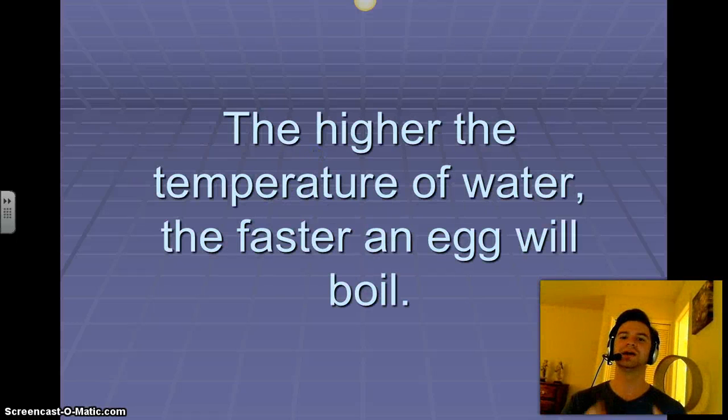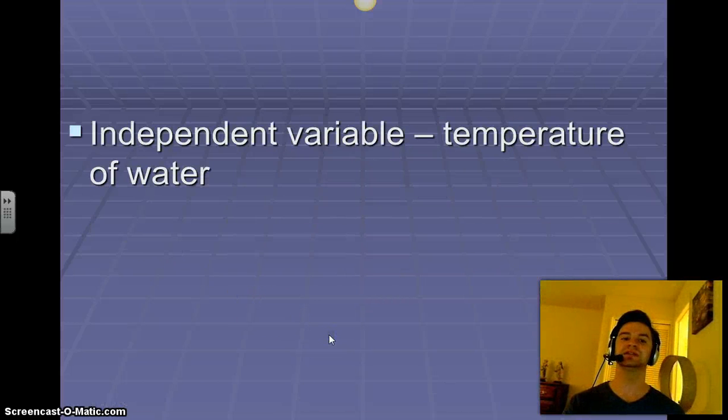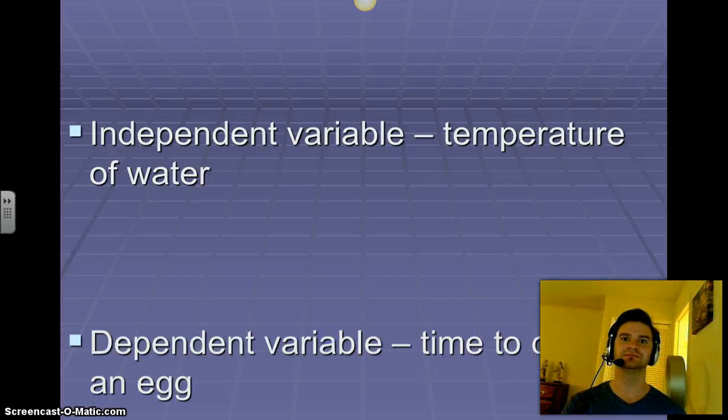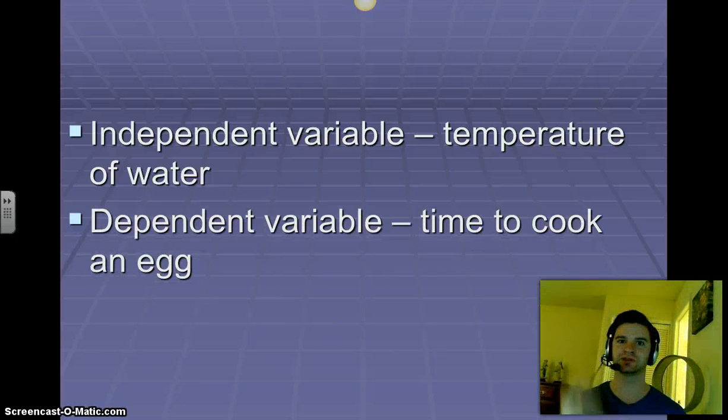Let's do another. The higher the temperature of water, the faster an egg will boil. Okay, what's my independent variable? What am I measuring? And what is my control? All right, my independent variable is the temperature of water. I am the one raising the temperature of water. What am I measuring? My dependent variable is the time it took to cook the egg.